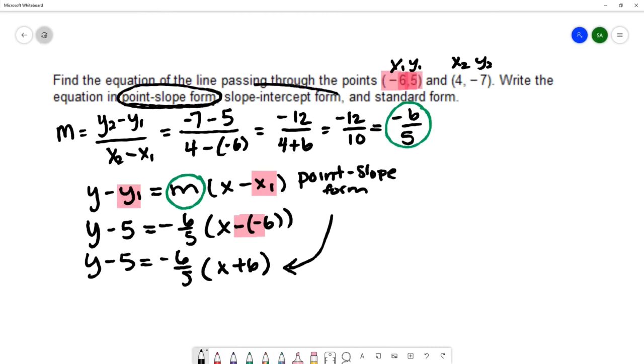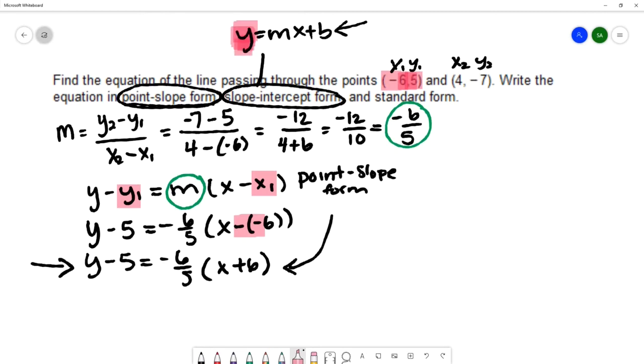Then we want to write the equation in slope-intercept form. Slope-intercept form is y equals mx plus b. The m stands for the slope, the b stands for the y-intercept, and that's where it gets its name, slope-intercept form. So we want to take our equation in point-slope form and manipulate it into slope-intercept form. That's going to require us to get rid of all the parentheses and also to isolate the y on one side of the equation.